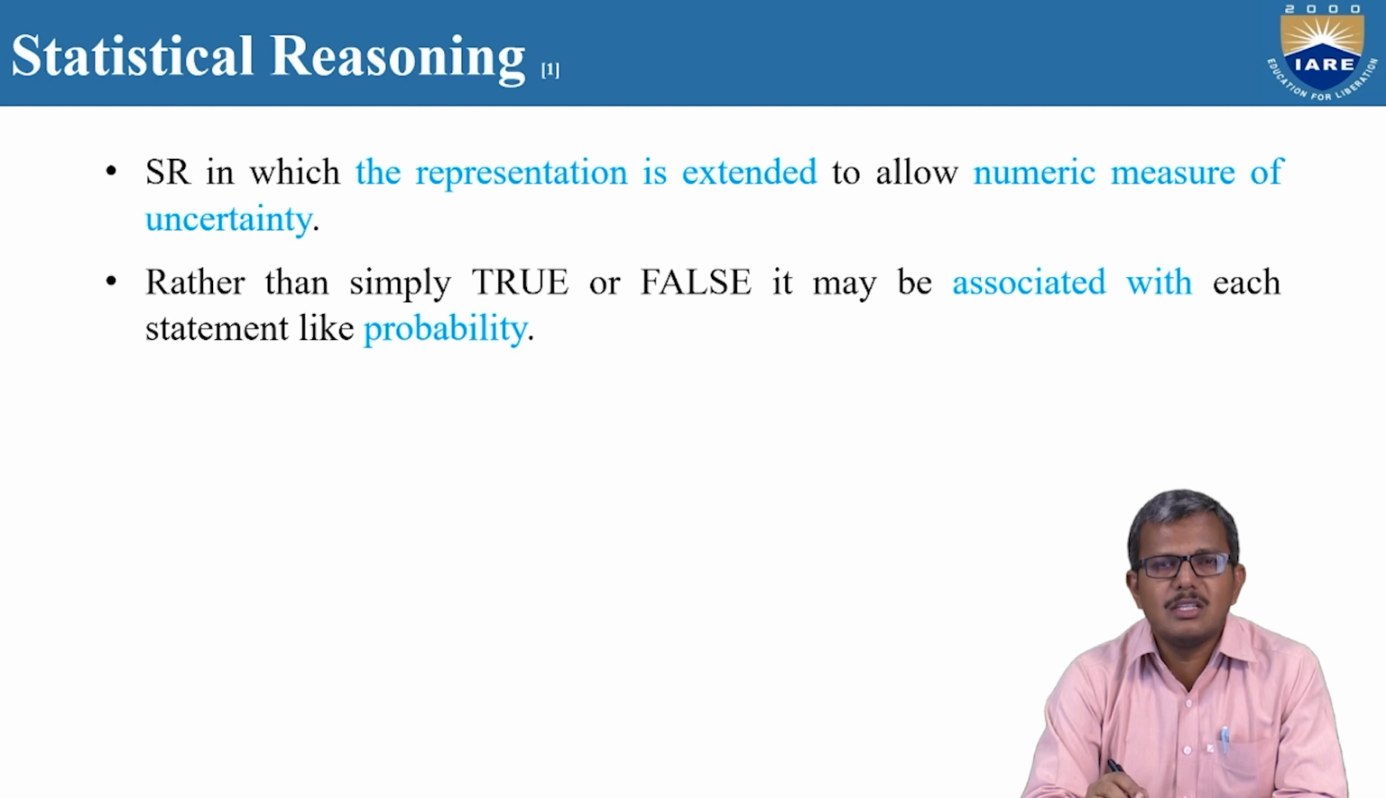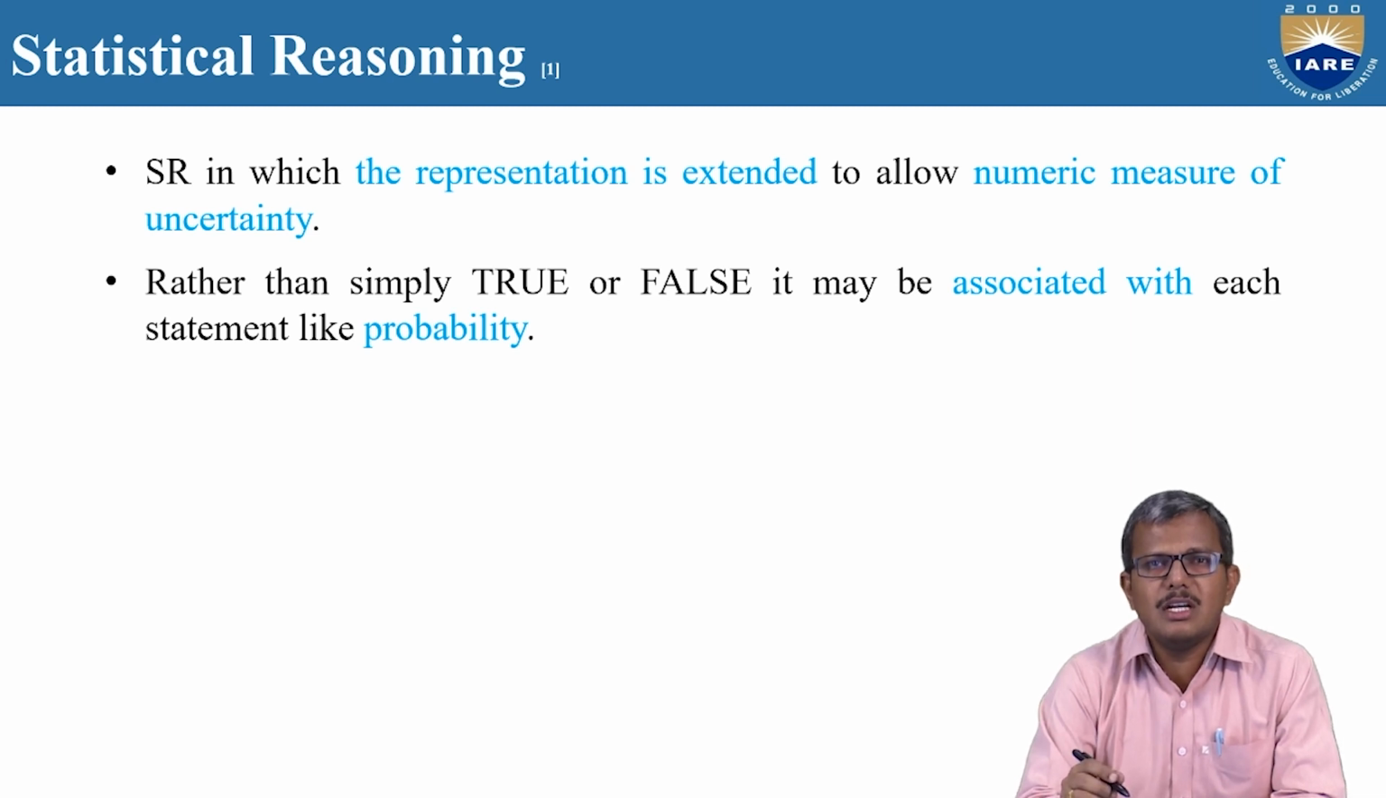Okay, coming to statistical reasoning. We can say that statistical reasoning is somewhat better than non-monotonic reasoning. Why is that? In non-monotonic reasoning, it is going to tell either the information is true or the information is false.